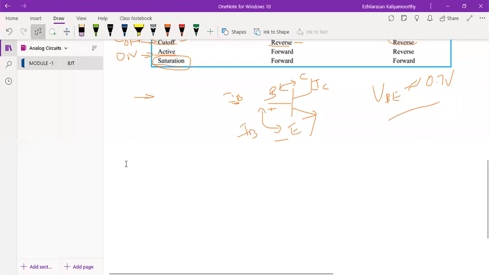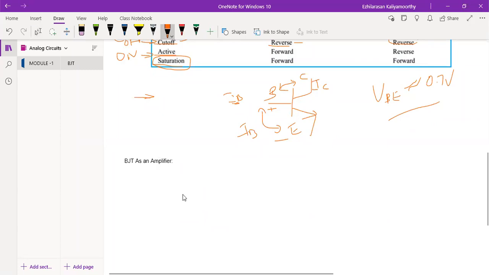Let us take how the BJT will be used as an amplifier. What is meant by amplifier? The amplifier is nothing but strengthening the input signal, that is, converting the weak signal into a strong signal without changing its characteristics. Now let us analyze how the BJT will act as an amplifier.